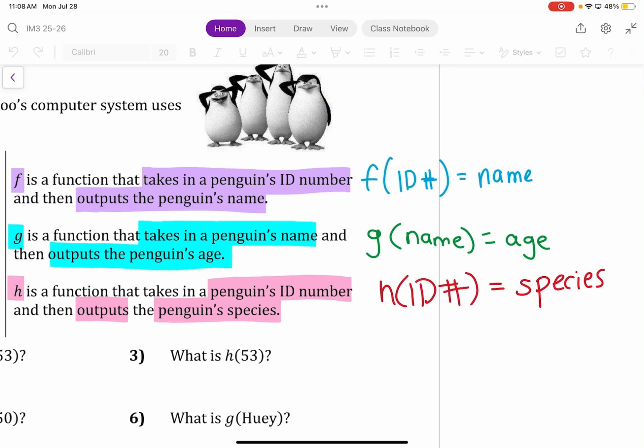Function f, the input for function f is the ID number, and the output is the name. Once again, function f, the input is the ID number, and the output is the penguin's name. Function g takes in the penguin's name and outputs the age. And lastly, function h takes in the ID number and outputs the species. So write this down so you can refer to this. It's going to make more sense when you take care of the mathematics behind this.